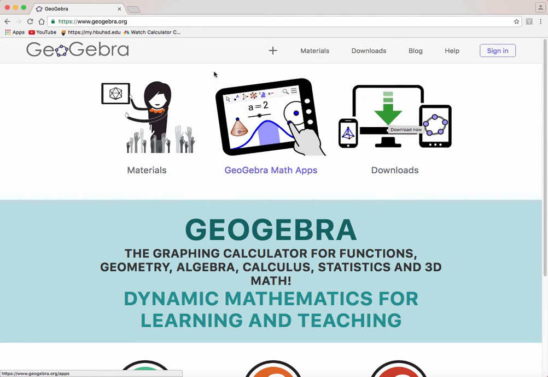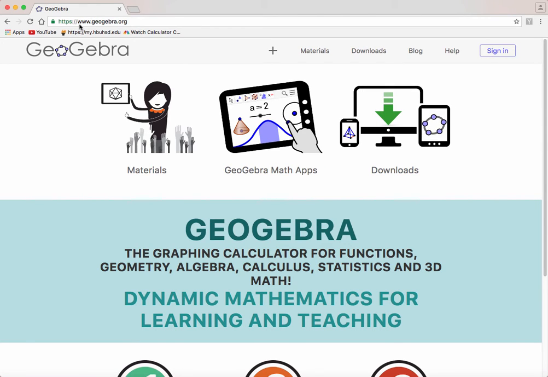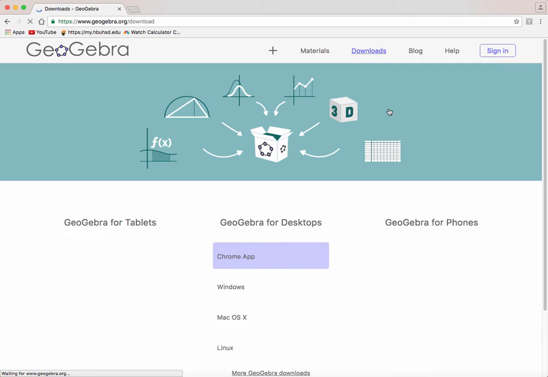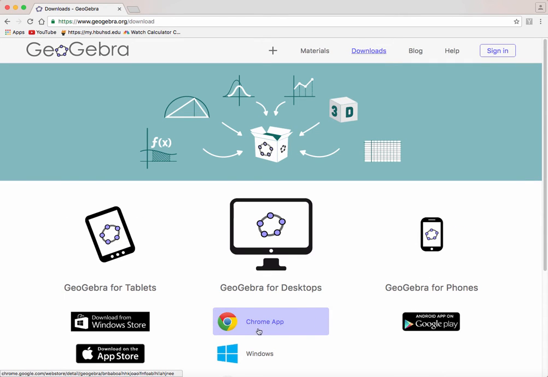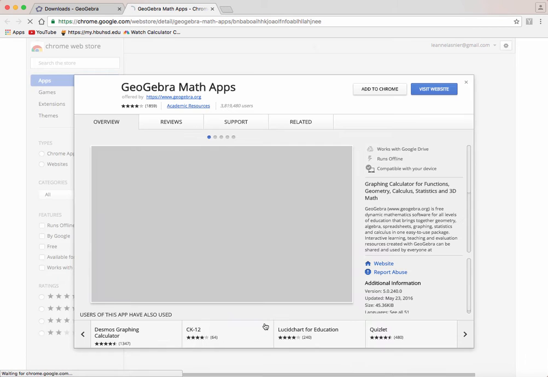On your Chromebooks, first you want to make sure you go to the website www.geogebra.org. Once you're there, you're going to click on Downloads. And then you have all these different options. Since we're using Chromebooks, we're going to click where it says Chrome app.